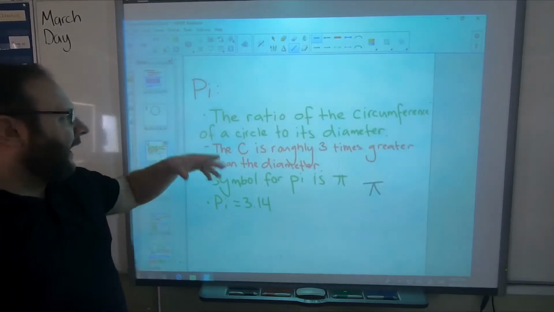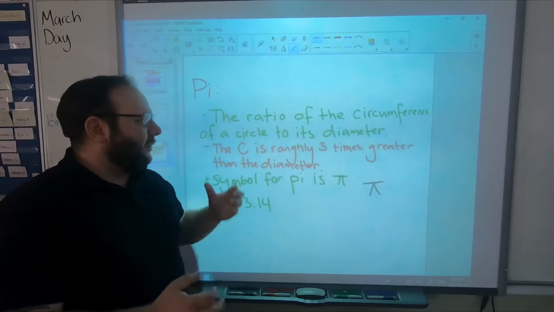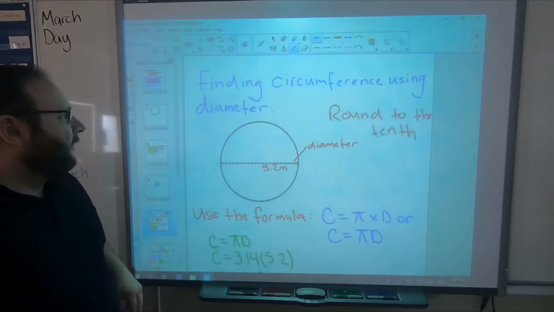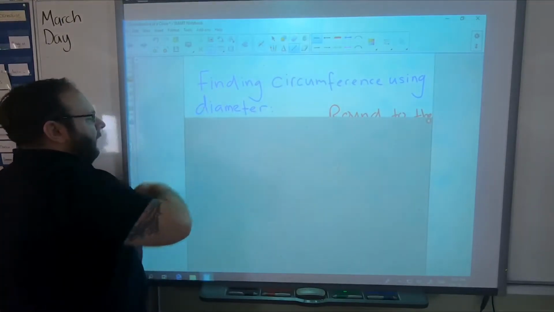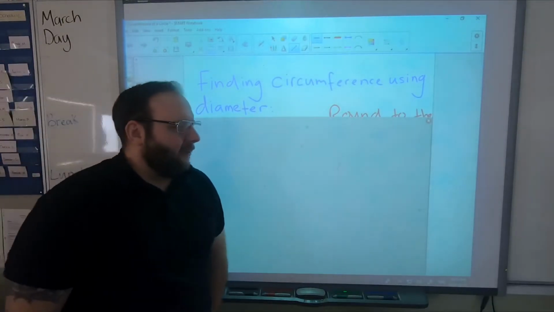So when we talk about pi, it's the ratio. It's a comparison between the diameter and the circumference. So let's look at a couple examples of that here. If you can copy down this one example, that would be great. And this is the next worksheet you guys are going to see.